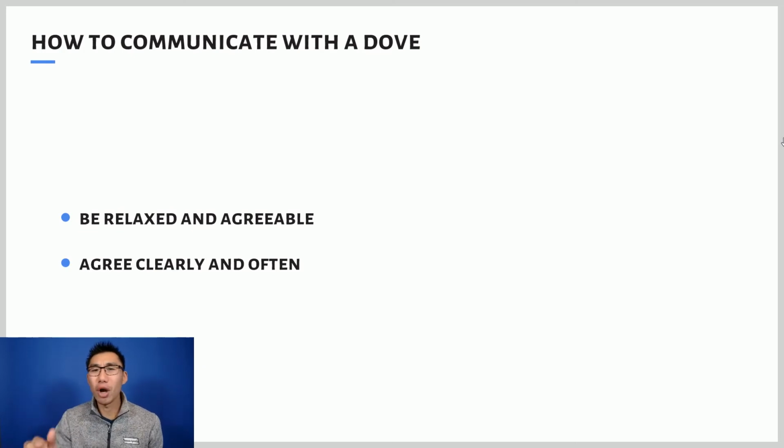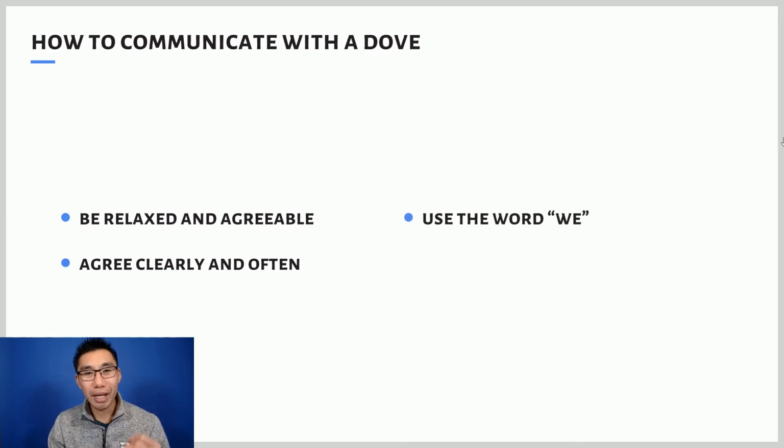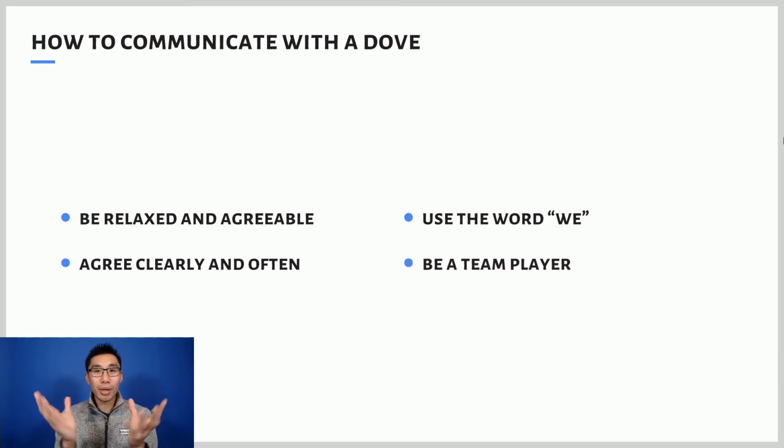So instead of saying, no, that's a bad idea, here's what we need to do, you can say, hey, I see where you're coming from. Here's what I'm also thinking. What do you think about that? Use the word we. Be a team player. It's not just you, it's us doing it together. And you want to be able to communicate like a team. Use the word we. Now, some of you are looking at the dove and the peacock and you're thinking, oh man, this is so annoying. Well, it should be, because it's not your natural communication style.